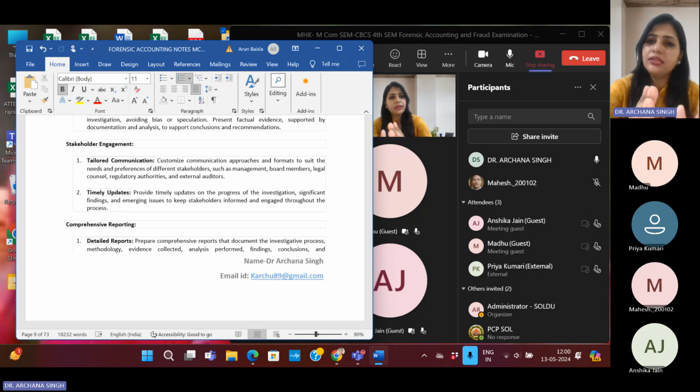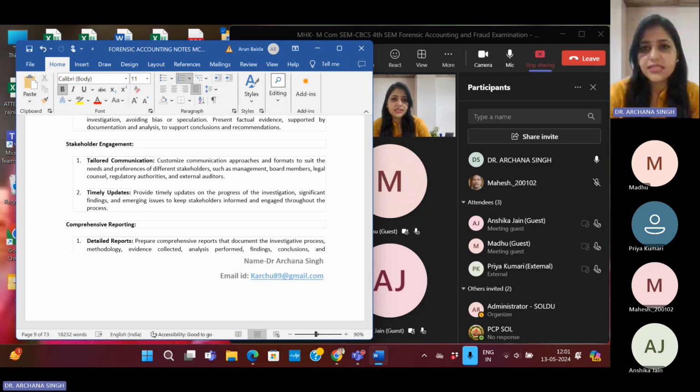Okay, so timely, at every step they had to inform the various stakeholders about the progress of the investigation, so that stakeholders are informed about the investigation process, about each and every step, and they are engaged throughout the investigation process.